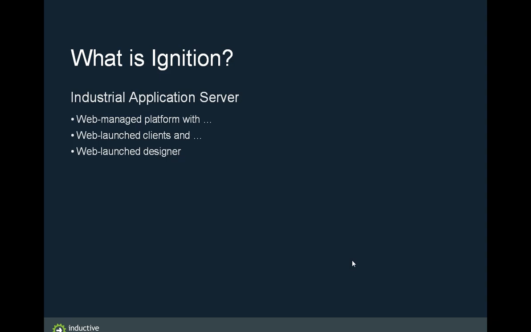Ignition is an industrial application server. The whole thing is web managed. The platform, the clients and designer are what we call web launch. That looks a little bit different than what you've seen with other systems. We use a technology called Java Web Start, which means that our clients and designers actually launch from a web page, but they're not running in a web page. They'll look like any other application on your computer, just like Outlook or Photoshop or whatever. They look like full rich applications, and I'll demonstrate that in a bit.